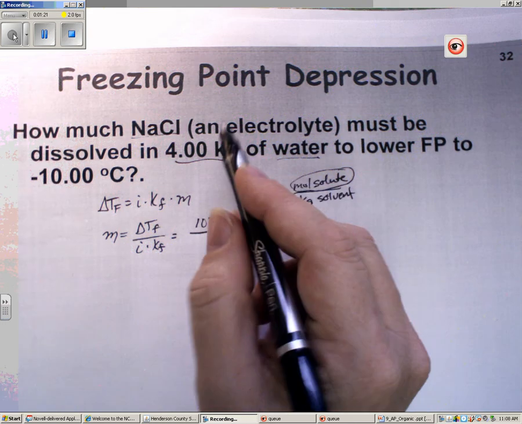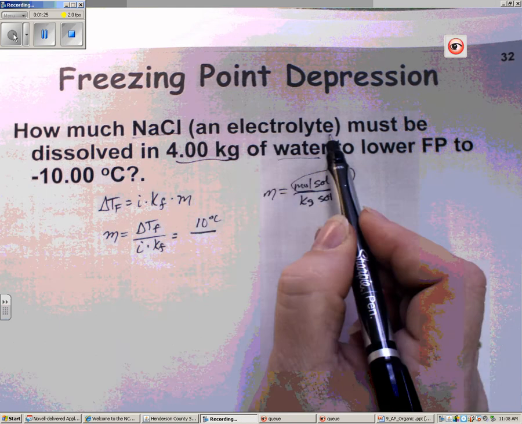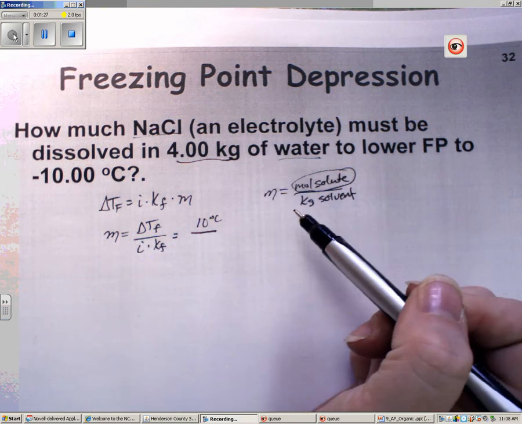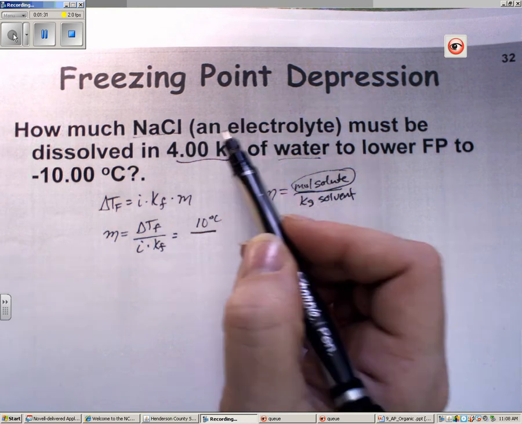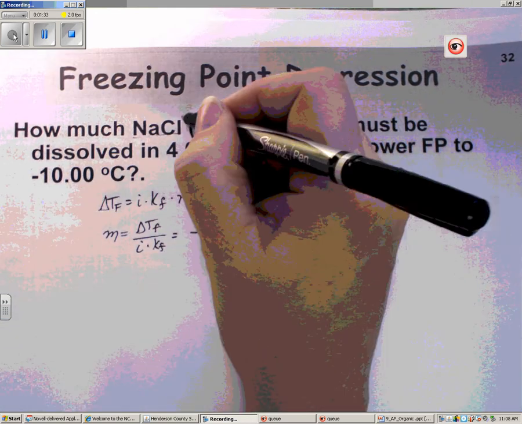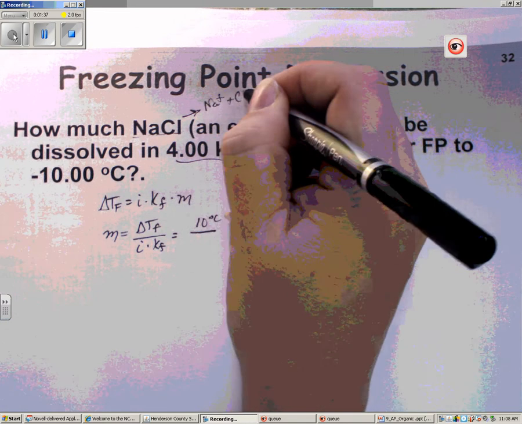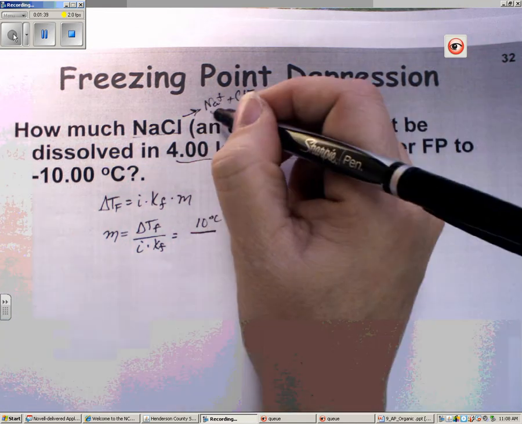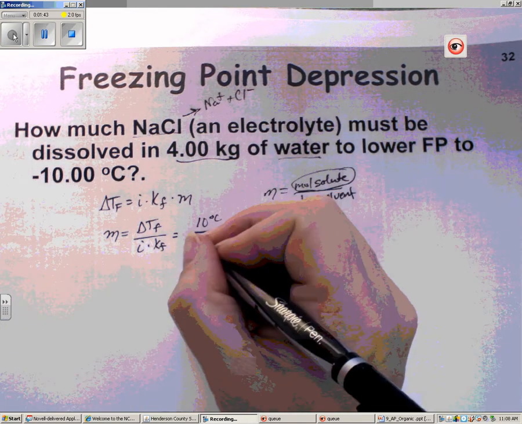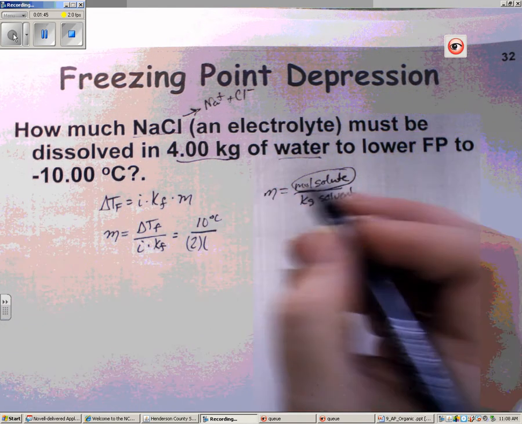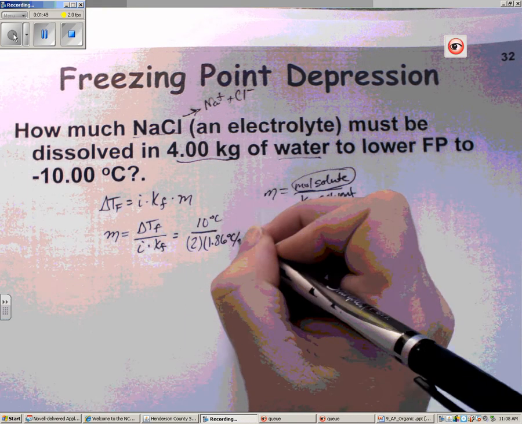i, in this case, NaCl, is an electrolyte. Now, you will not get a little hint like this when taking the AP exam. You need to look at that substance. If it is ionic, it is an electrolyte and it will split up. So this is going to split up into sodium ions and chloride ions. Since it splits up into two pieces, i is 2. And my Kf for water, my solvent, is 1.86 degrees C per molal.